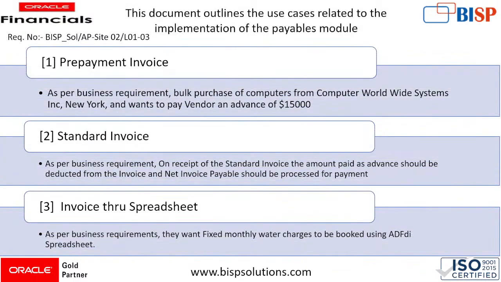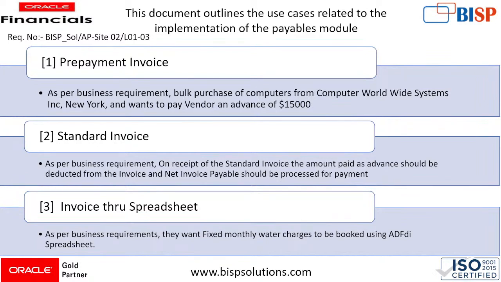So the first use case, as per business requirement, is the bulk purchase of computers from the Computer World Wide system. I have used Dell systems here, and the business wants to pay a vendor an advance of $15,000. That is the use case here. After that, we will create a standard invoice as a prepayment invoice. Here we can't process the payment without creating an invoice, right? So that is the prepayment invoice we will create.